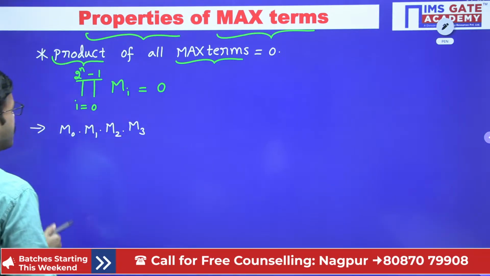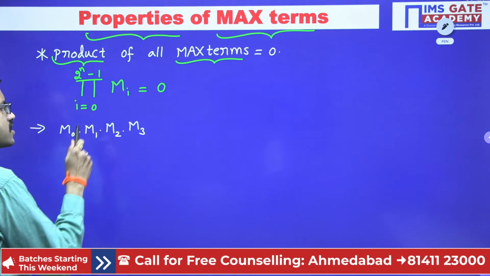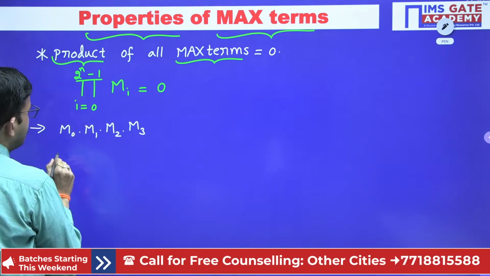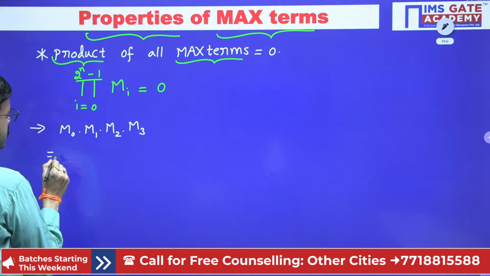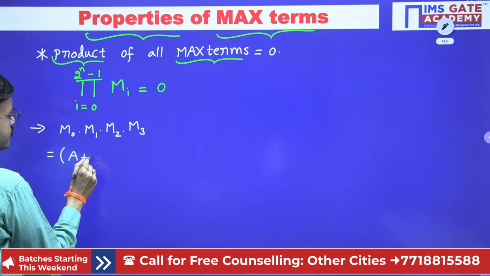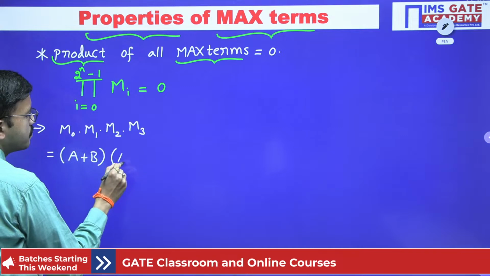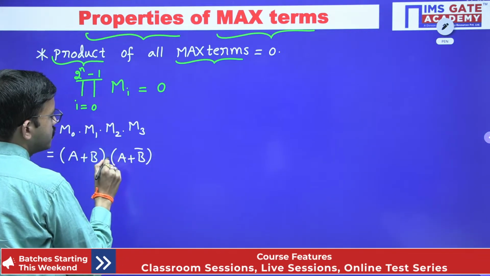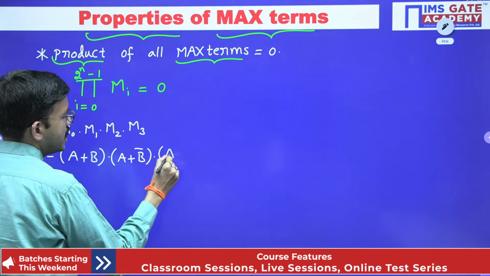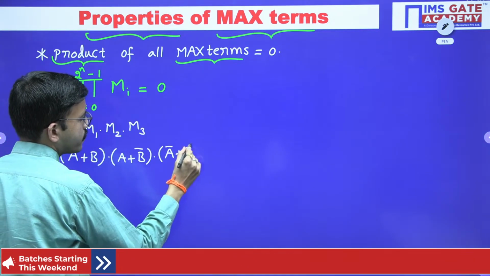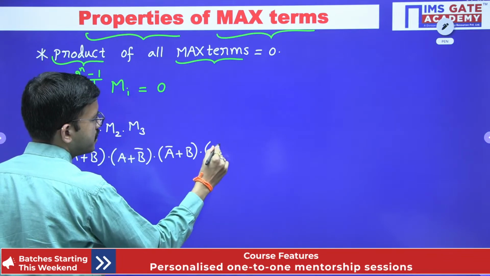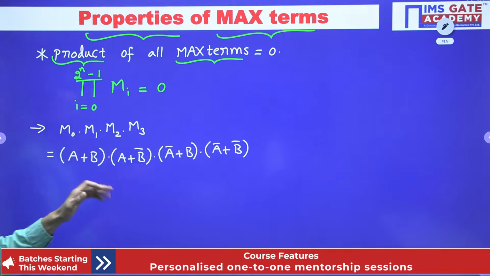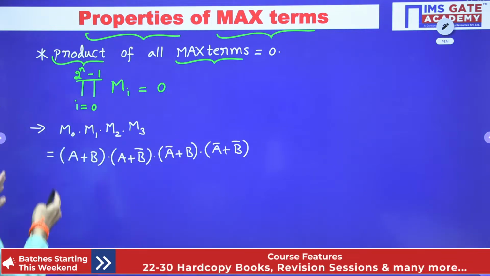Okay, right. So just represent all these max terms in terms of the variables. Here M0 is nothing but A plus B. M1 is nothing but A plus B bar. M2 is nothing but A bar plus B. And M3 is nothing but A bar plus B bar. Just look at the tabular form we discussed earlier for the max terms column.